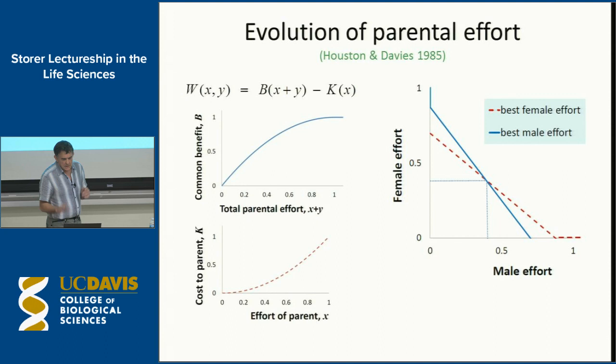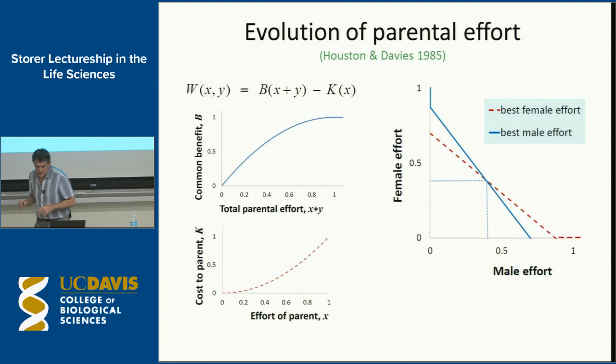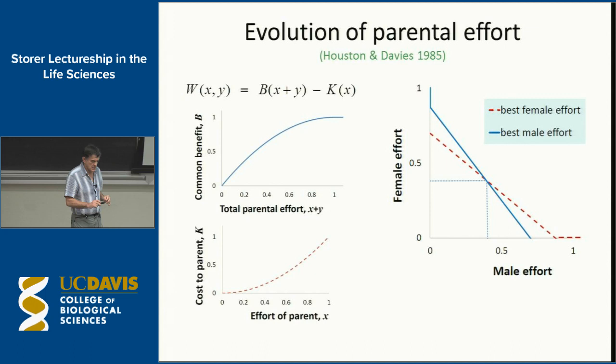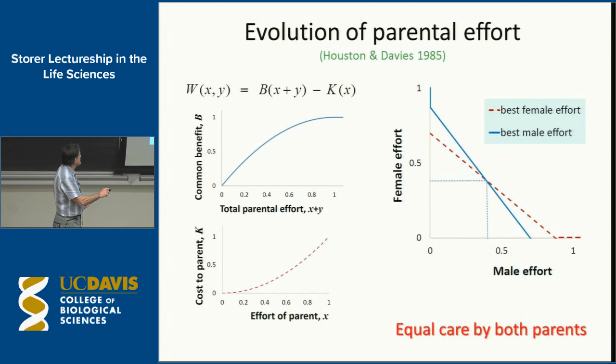Okay, let's go back to the Houston-Davis solution. Within this model, here's our solution again. Here are the best responses. I've switched them around. This is the best response of the female to the male effort. This is the best response of the male to the female effort. Here's where they intersect. They intersect at one point, so there's only one Nash equilibrium. And at that point, if the costs are the same for both parents, then you get equal care by both parents. And this situation is entirely stable.